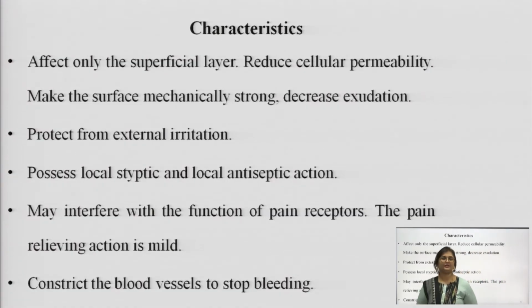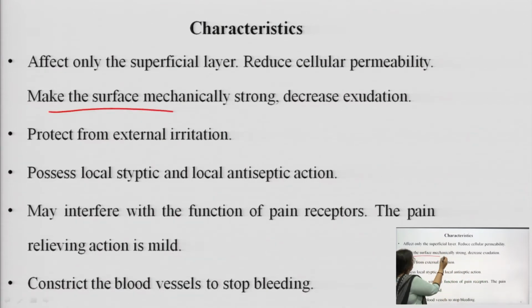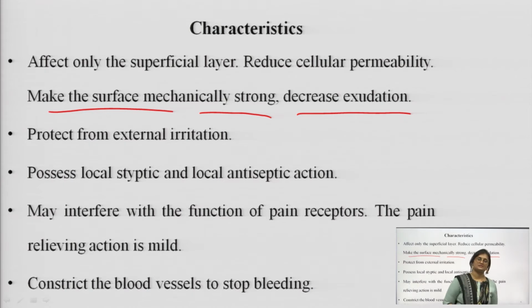Now moving on further, we look into various characteristics of astringents. Astringents affect only the superficial layer. They are not meant to act inside. They reduce cellular permeability because they constrict the blood vessels and the tissues. They make the surface mechanically strong by decreasing exudation.